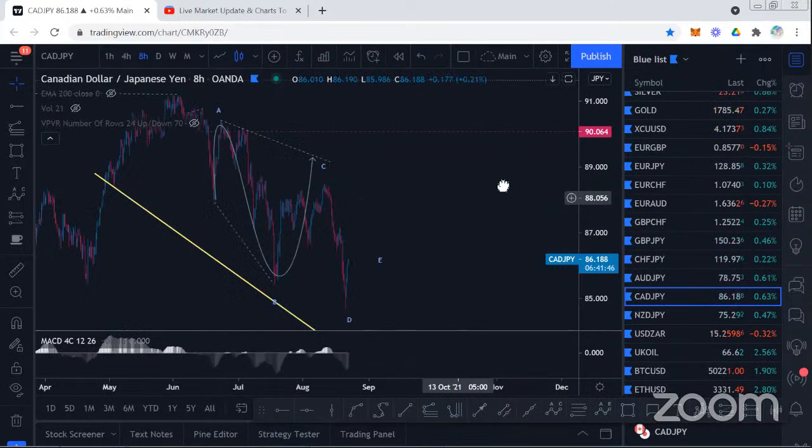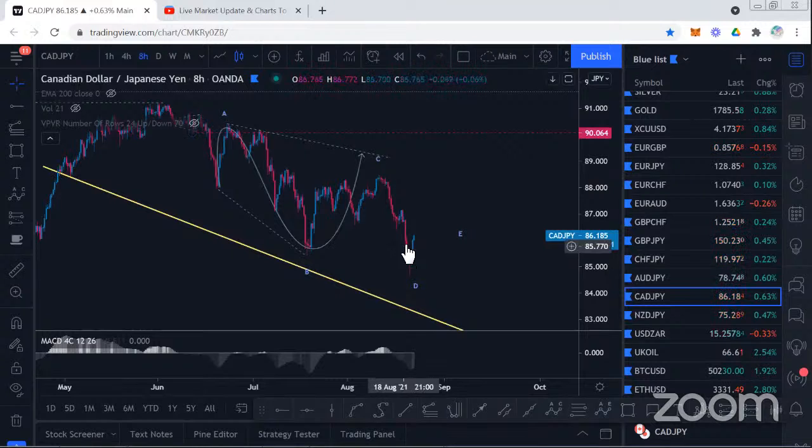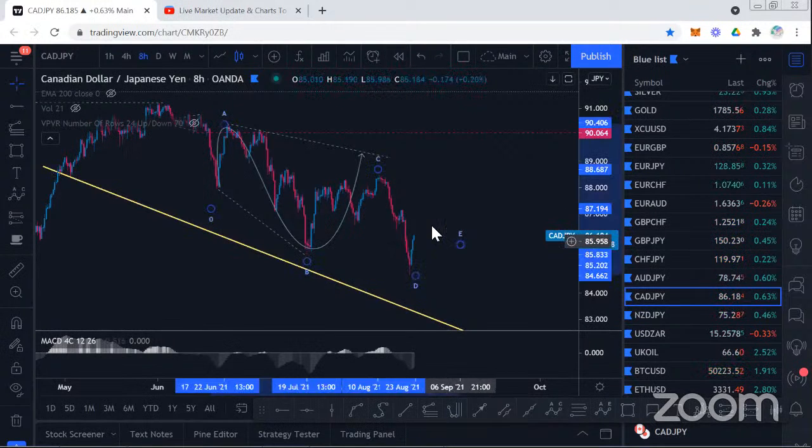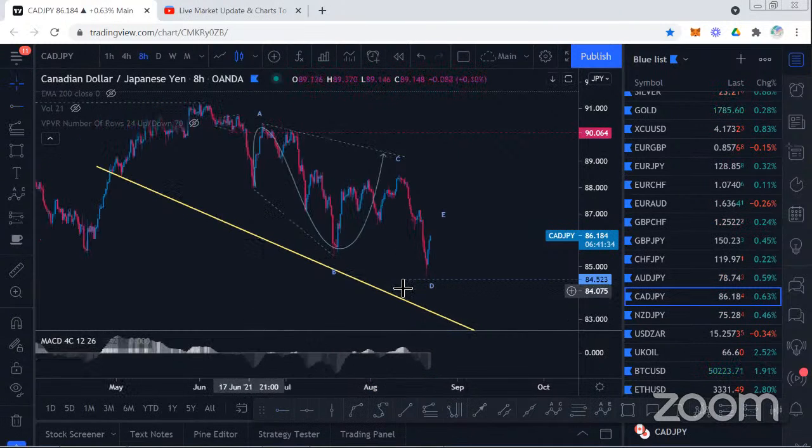CAD yen, little ABCDE that we were talking about starting to play out. We saw the D wave break the lows. Now we're getting a bit of an E pop. So if you're looking to get into CAD yen, entry order below the lows is also valid there.